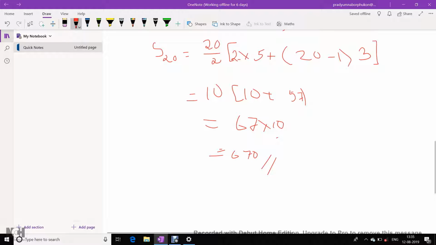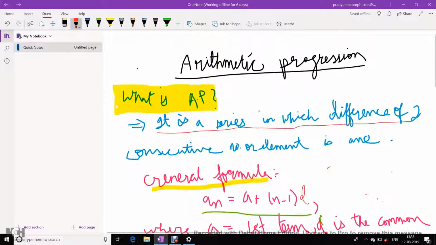And if we continue on, we can get more with this process. Okay, let me erase this and start a new thing.